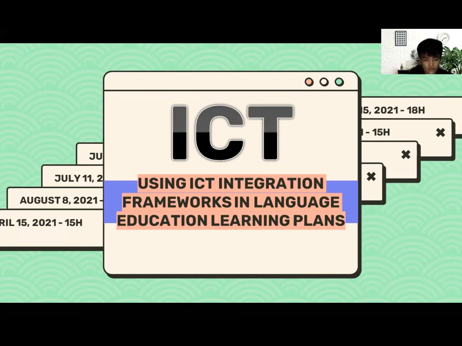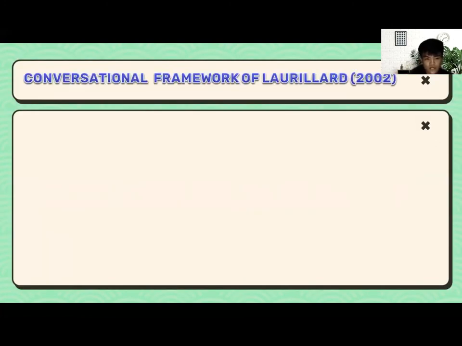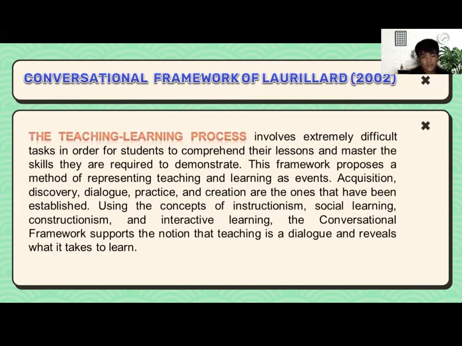ICT integration frameworks in language educational learning plans. According to the conversational framework of Laurillard, 2002, the teaching-learning process involves extremely difficult tasks in order for students to comprehend their lessons and master the skills they are required to demonstrate.